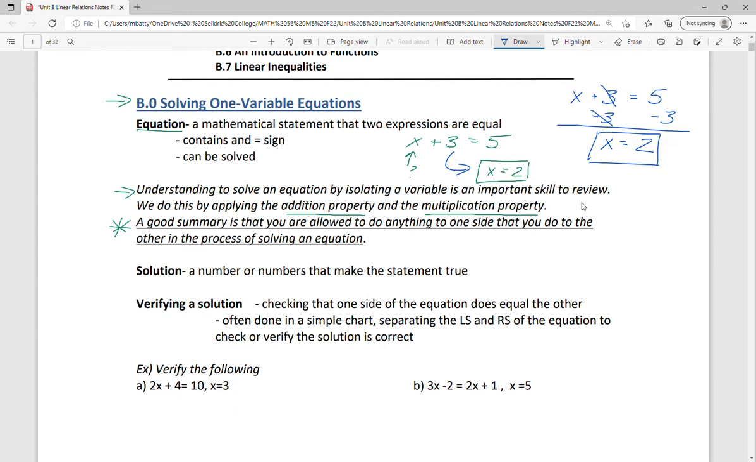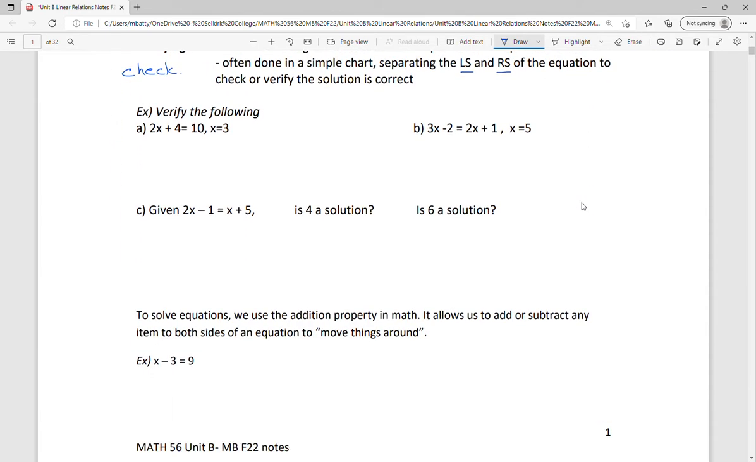If we are solving equations, we will get a solution, and a solution to an equation is a number or numbers that make the statement true. So we can always check or verify a solution by subbing in those values and seeing, does it check out? Does the left side equal the right side? Now there are many ways to do this. I tend to do it in a little chart. So let's practice checking some of these solutions.